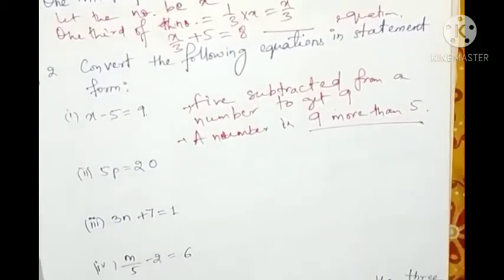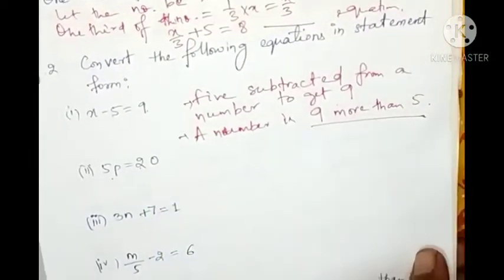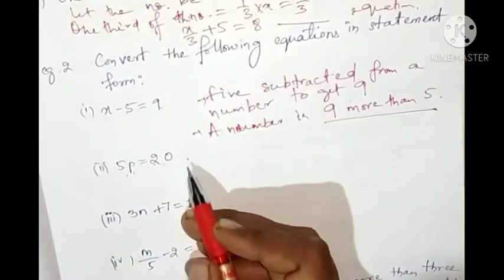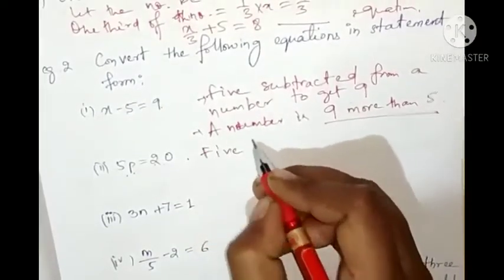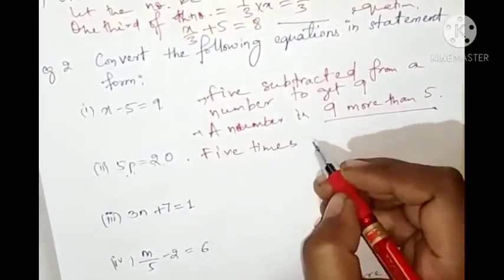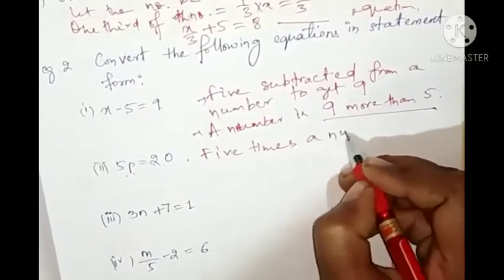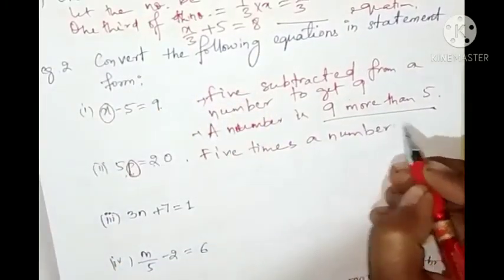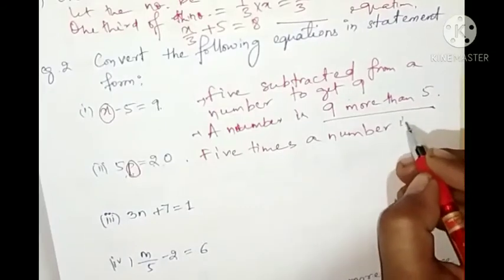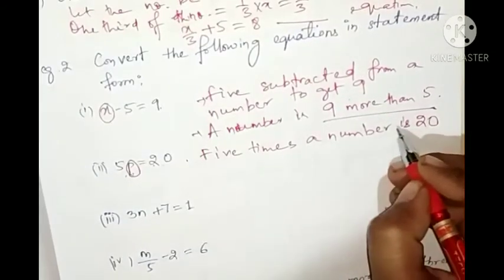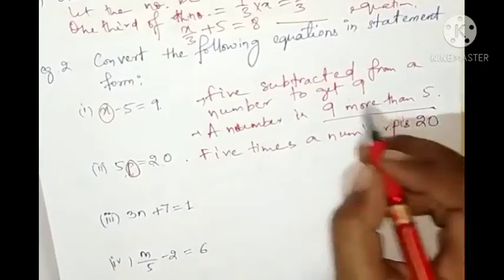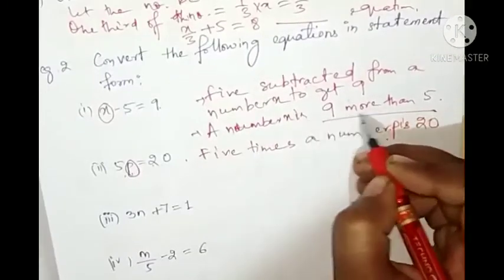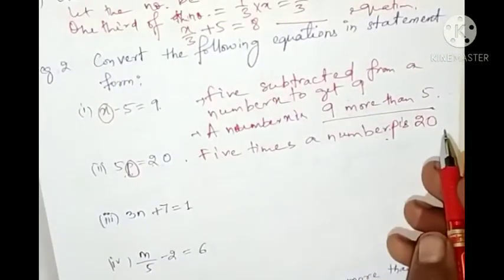Okay. Next, 5p equal to 20. So 5 is multiplied to p to get 20. You can say that 5 times p, 5 times a number, is 20. Always put those variables as a number. So 5 times a number p is 20. So 5 subtracted from a number x; a number x is 9 more than 5; 5 times a number p is 20.